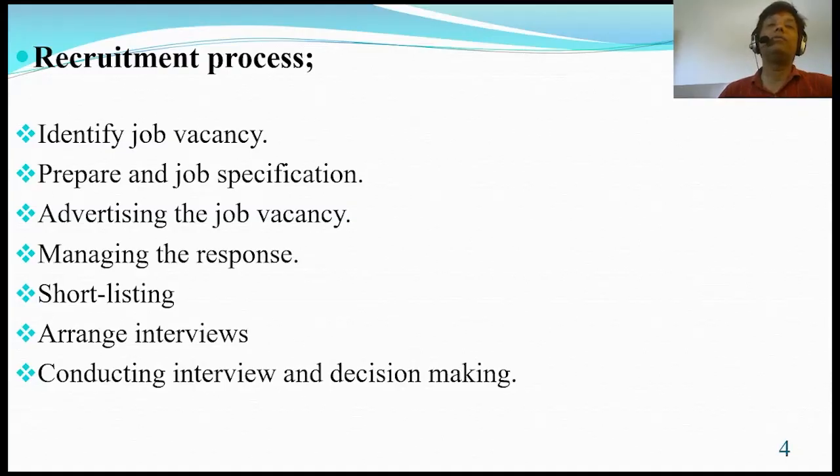So these are the following 7 steps in recruitment process. I'll repeat once again. Identify job vacancy, prepare job specification, advertising the job, managing the response, shortlisting, arranging interviews, conducting interview and decision making. So this is what is our recruitment process.